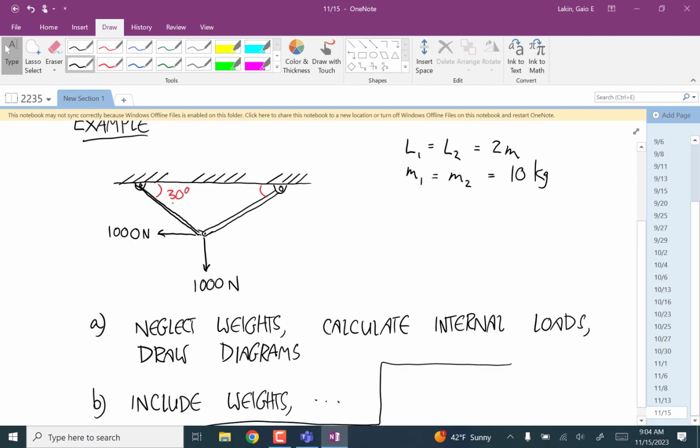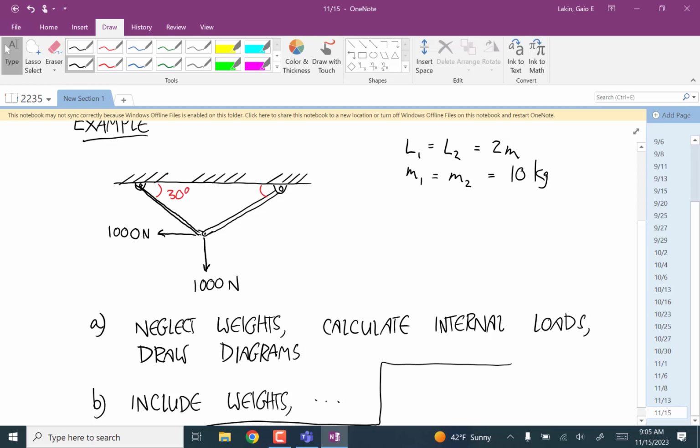If we neglect the weights of these members, there's no weights on the things. All of the external loads are applied at the pins, so everything's a 2-force member. So we can treat this as a truss, okay? In a truss, what do you expect to see for the internal loads? Yeah, exactly. I guess just for comparison, we'll draw all the different diagrams, but the only ones that are going to be non-zero are going to be the tension, okay?